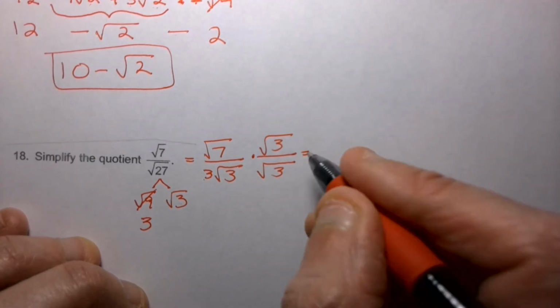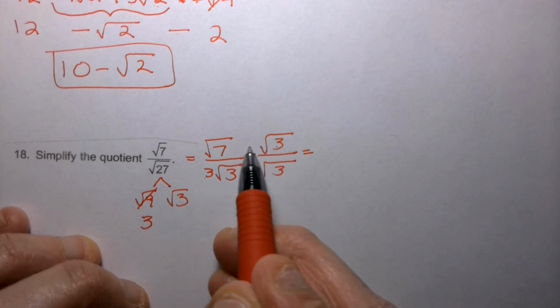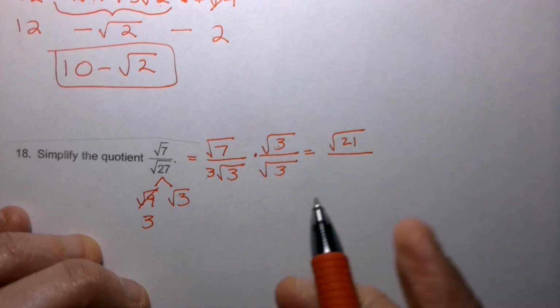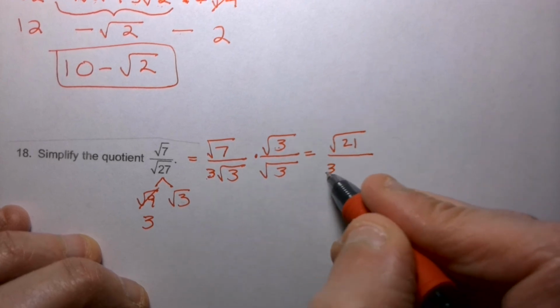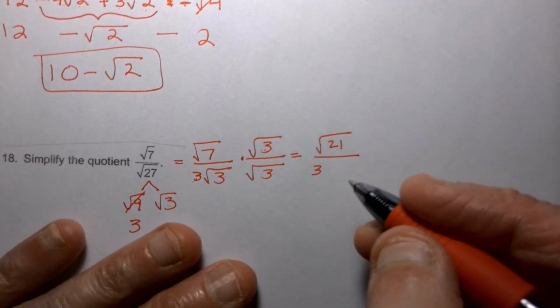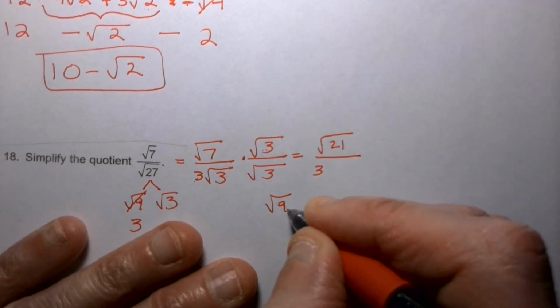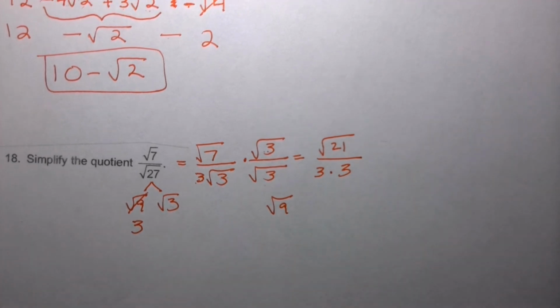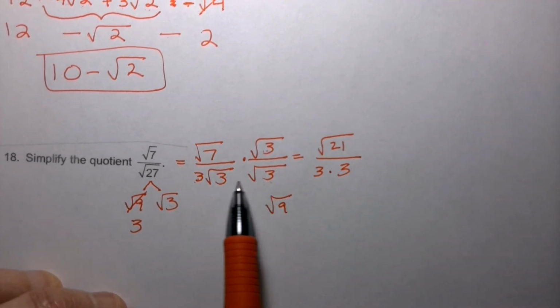And the reason is, well, first of all, we multiply these two. 7 times 3 is 21, and that can't be reduced. I got the 3 on the outside, so I'm going to put that there. But square root of 3 times square root of 3 is square root of 9, which is 3. That's why you do that, because you get 3 back.